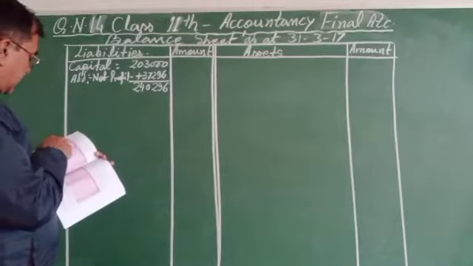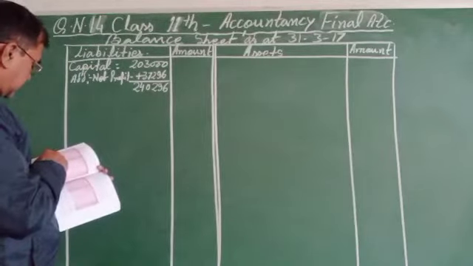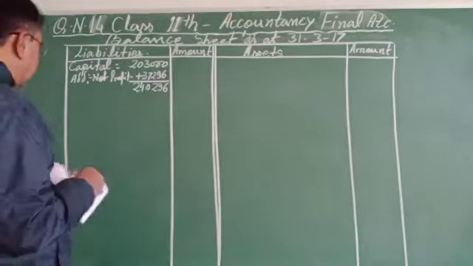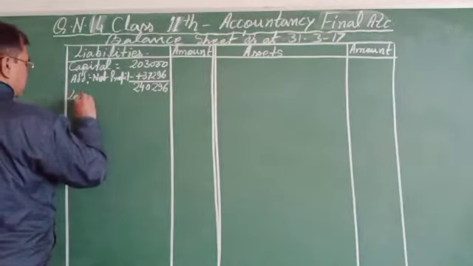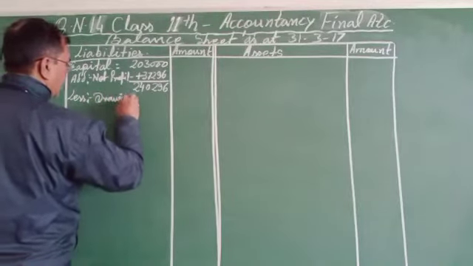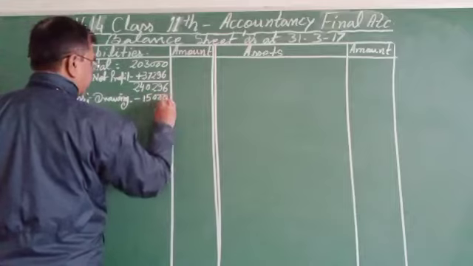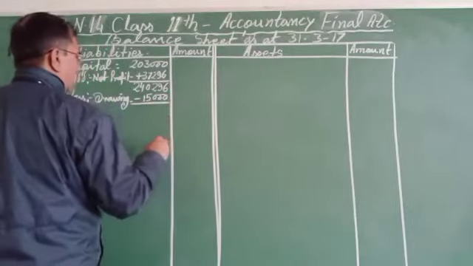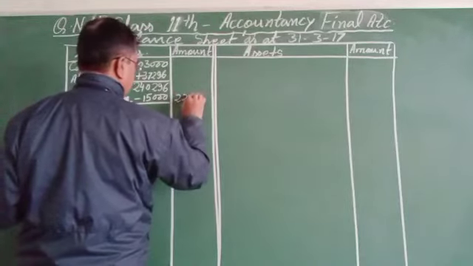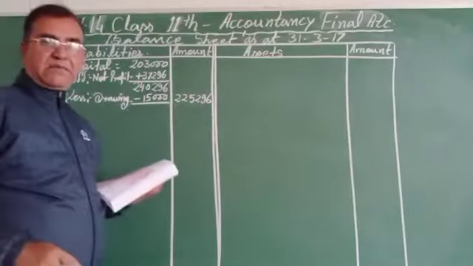Then go through whether drawings are given. Drawing 15,000. Less drawing: whatever money is withdrawn by the proprietor for personal use. 2,40,296 minus 15,000 is equal to 2,25,296. That will be the capital of the firm.